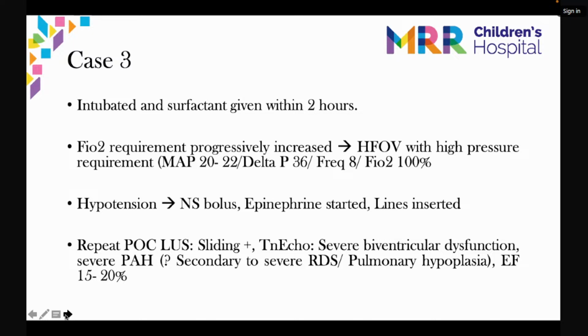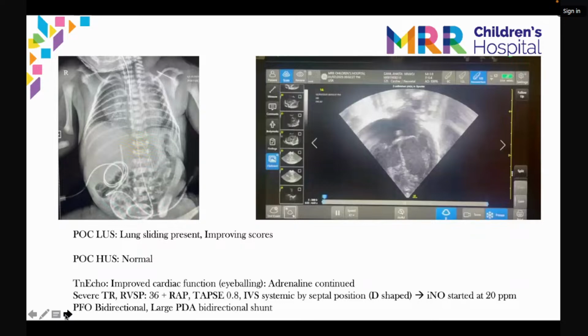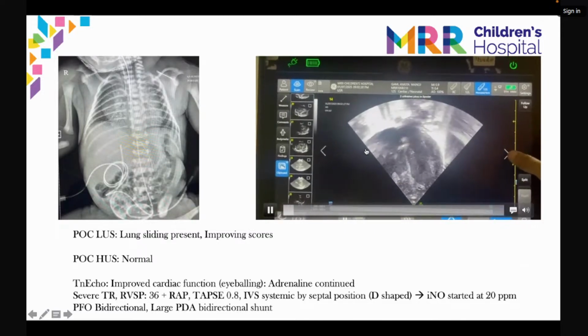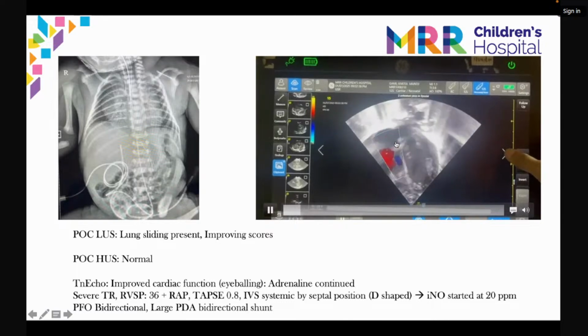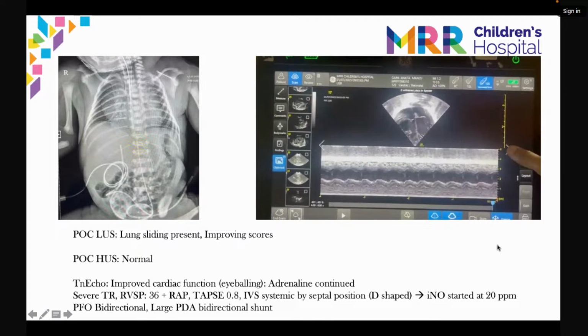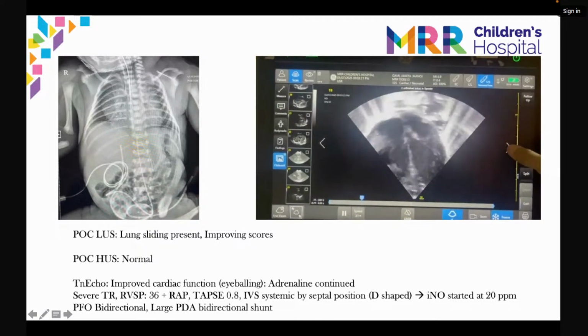Targeted echo showed severe biventricular dysfunction with severe PAH, probably secondary to the bad RDS and probably secondary to the pulmonary hypoplasia that we were suspecting. Ejection fractions were poor. Initially, INO was not started, but once the child was recruited after starting the HFOV at around 6 to 8 hours of life, the child's functions improved. As you can make out now, the functions seem fairly better. There's a TR which is starting to appear, which for this preterm was around 36 plus right atrial pressures. TAPSEs were around 0.8.